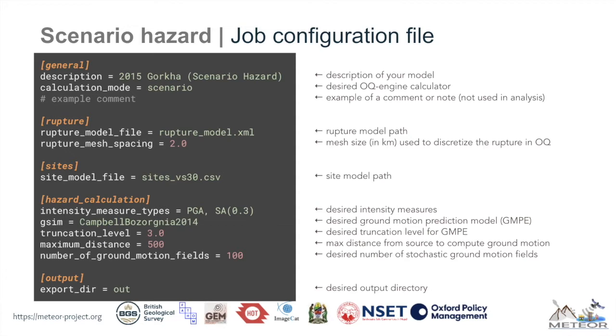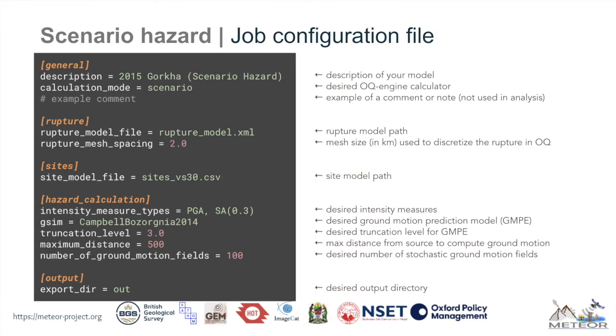Here's an example of the job configuration file for a scenario hazard analysis. Towards the top, we have the description. This is useful for your own purposes when you're looking at previously run calculations to understand which calculation was which. Next, we have the calculation mode. In this case, we're looking at a scenario hazard analysis, and that calculator is simply called scenario.